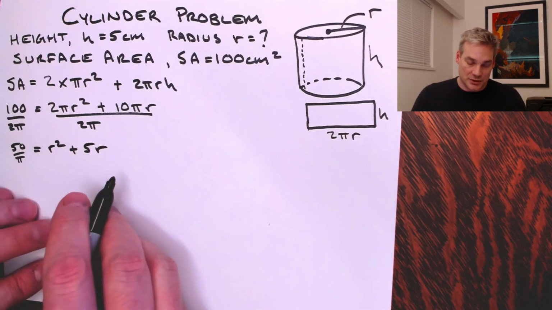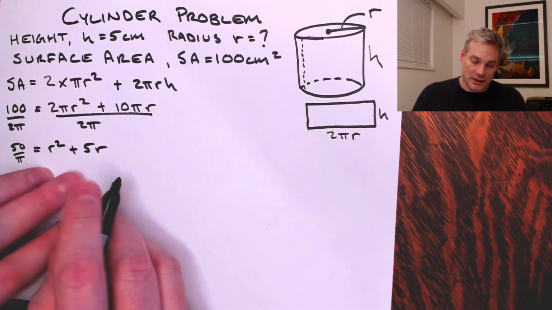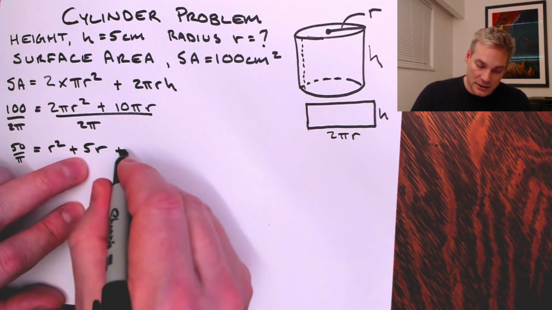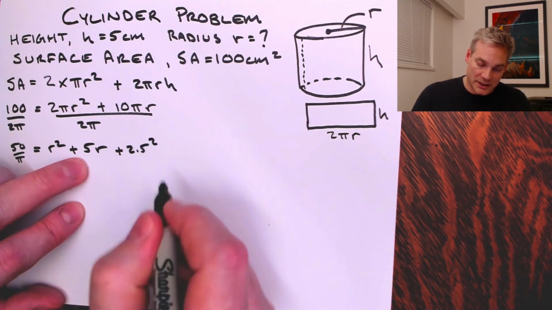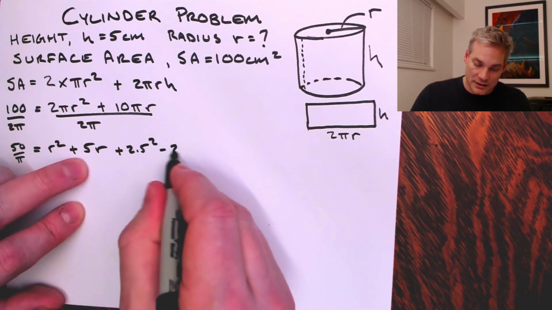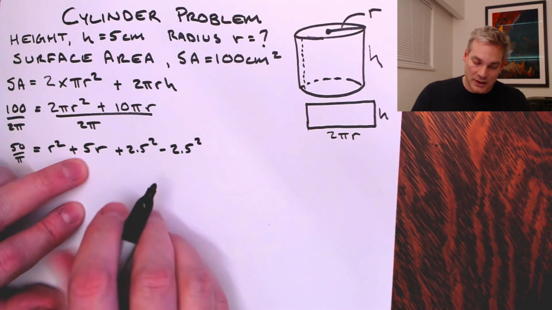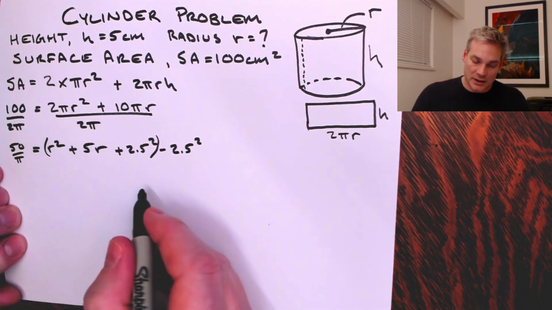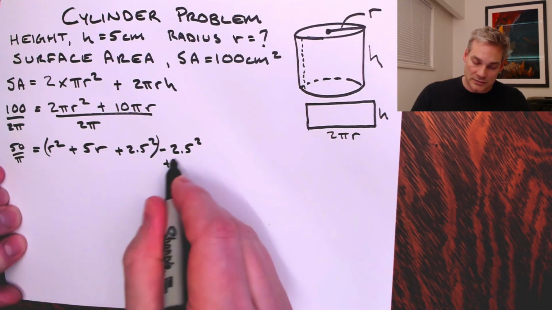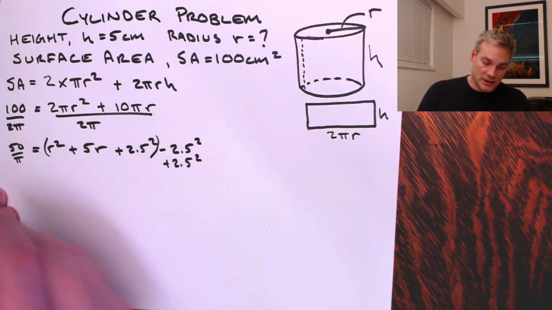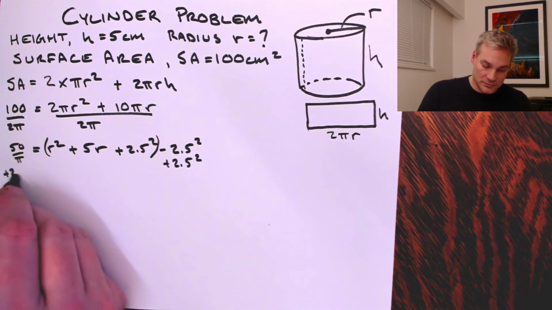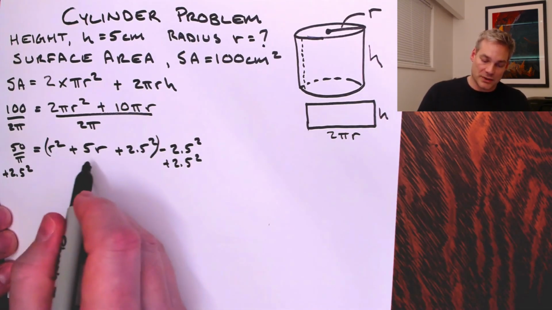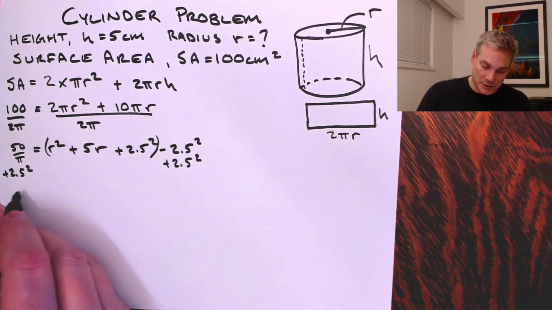Now, I might want to complete the square on this. So what I'll do is I'll take half of this, which is 2.5, and I'll square it, and then I'll subtract it as well. But I just want to take this bit. So I'll add this to this side. Okay, so now what I have is this. I'm going to move this over here.